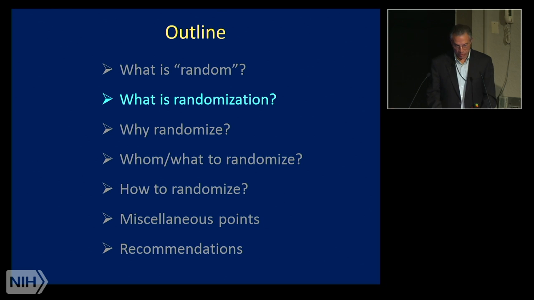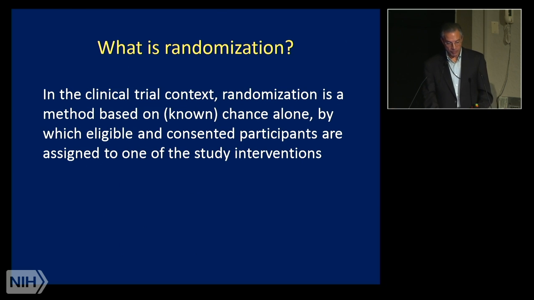What is randomization? So we talked about random, but what is randomization? In the clinical trial context, randomization is a method based on known chance alone. That's very important. Known chance alone. It's chance, but it's known. And it's only chance by which eligible and consented participants are assigned to one of the study interventions. So known chance is not equal chance. And it's unpredictable, because even though you know the chance, it's like tossing a coin. You know the chance is 1/2 to get a tail or a head, but it doesn't mean you know what the next toss is going to produce.